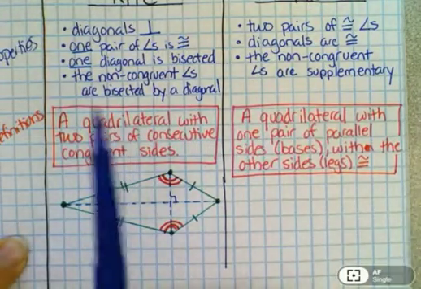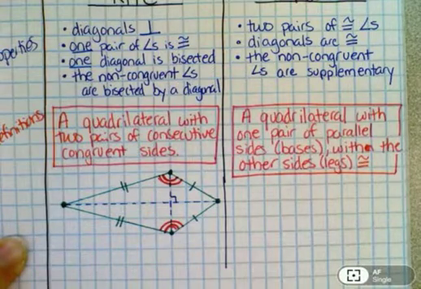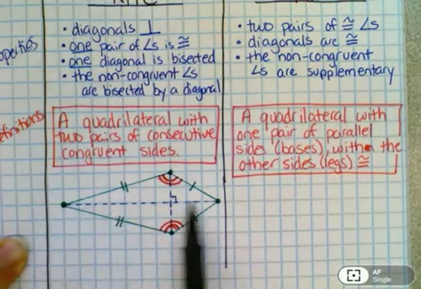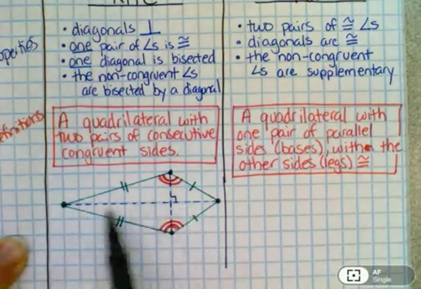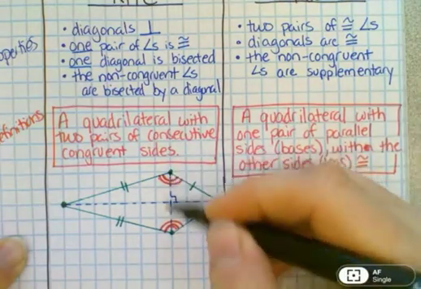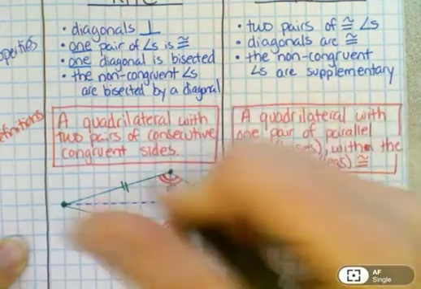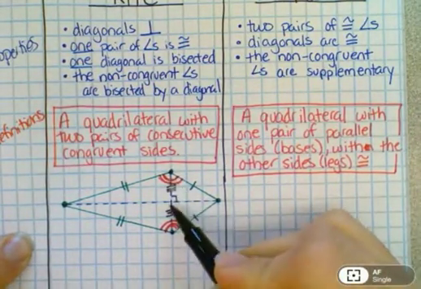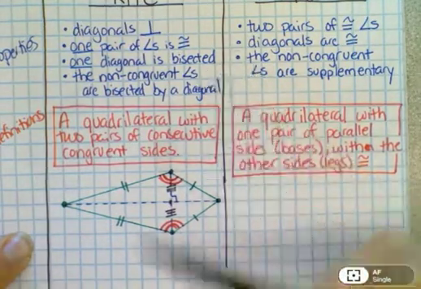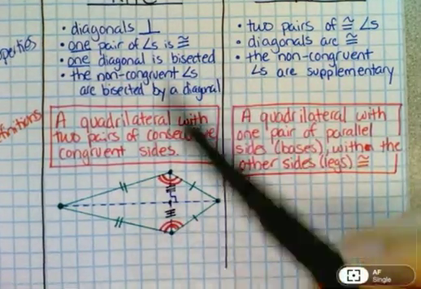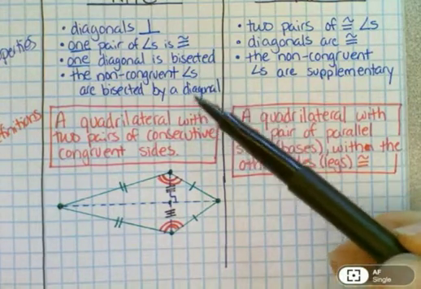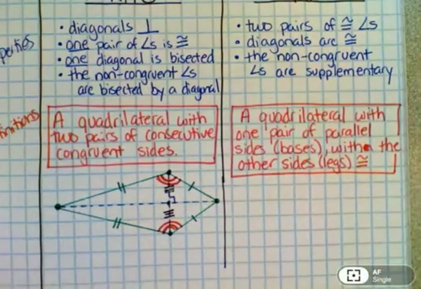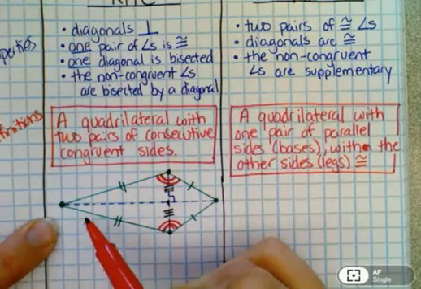The third property says one diagonal is bisected. That means one of these diagonals was cut exactly in half. And you can clearly see here that this diagonal was not cut in half. This piece is way longer than this piece, but this diagonal was cut in half. So I'm going to have to use 3 tick marks here because I already used up my 1 and 2 tick marks. So this little piece is congruent to this little piece. That's the third property. And the fourth property is that the non-congruent angles are bisected by a diagonal. These angles are congruent, but the other ones, they're not equal to each other, but they're cut into 2 equal pieces.